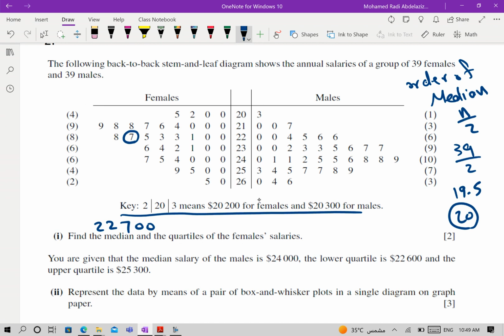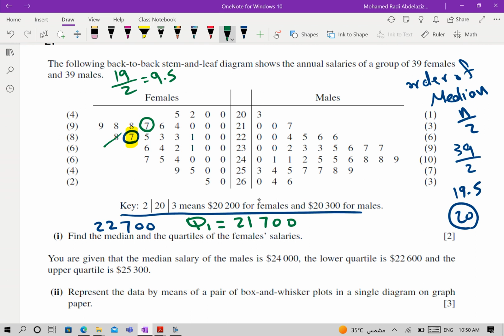Find the median and the quartiles. Now, look at the median. Before the median, how many values? 19. 19 divided by 2 is 9.5. Rounded up will be 10. The 10th value represents the lower quartile. The first row, we have 4, 5, 6, 7, 8, 9, 10. Also 7. Back to the original value. Q1 is called the lower quartile. The lower quartile is 21,700.